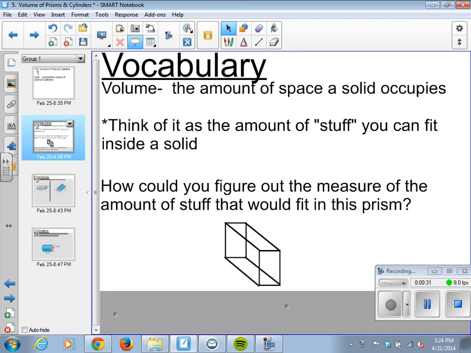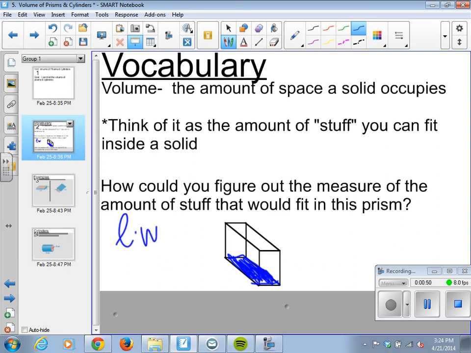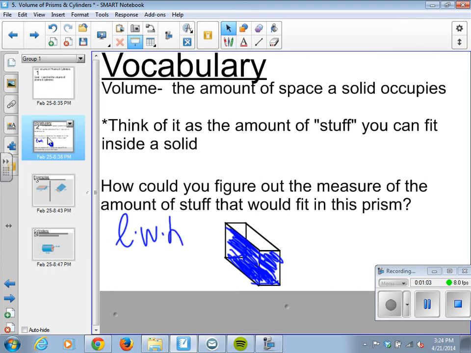prism? Well, we've got to think about the bottom part. We've got our length and we've got our width, and we filled up that area. That's our bottom layer. So we start with length times width. But then we want to fill up the entire solid, so we're going to stack it up. So we multiply by the height of the solid as well. So we have length times width times height.